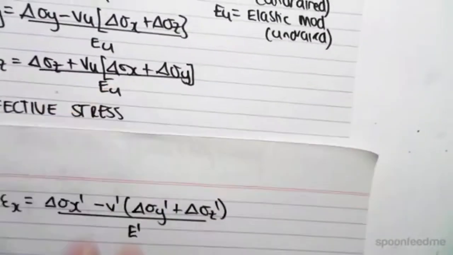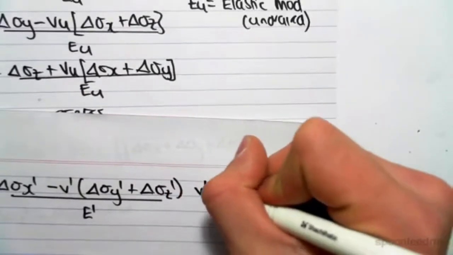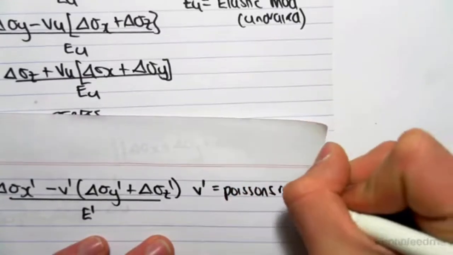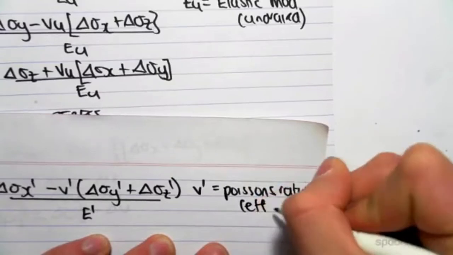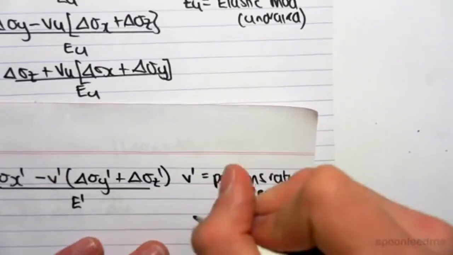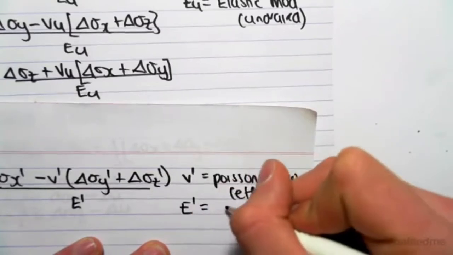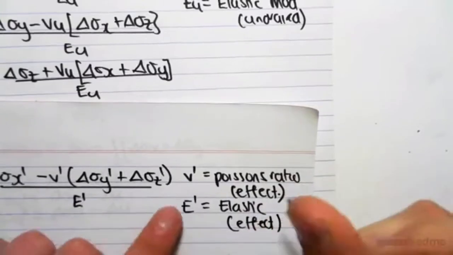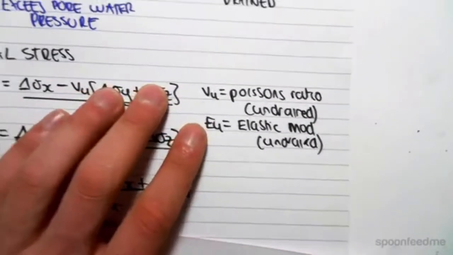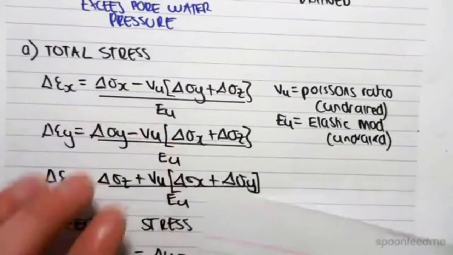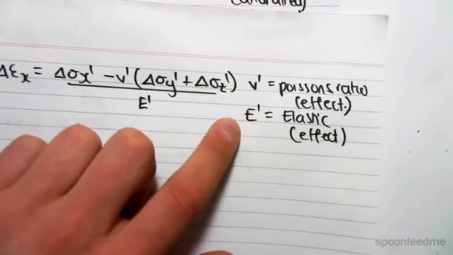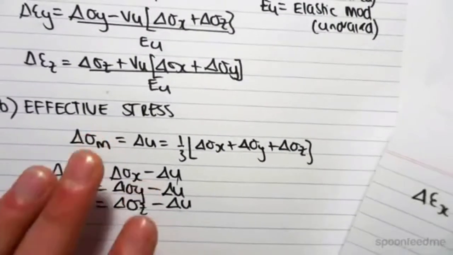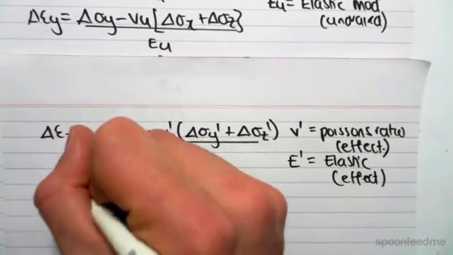So we now have different values of Poisson's ratio. This is V dash, which is the effective Poisson's ratio, and E dash is the effective elastic modulus, denoted by a dash. So we have VU and EU for undrained, where we use total stress analysis, and we have V dash and E dash, the effective Poisson's ratio and Young's modulus, which you use for effective stress. At the end of the day, both these methods will give the same answer.